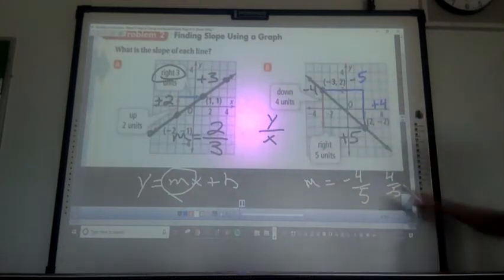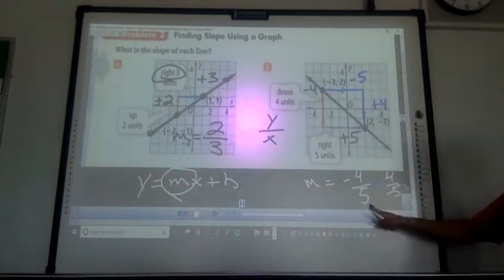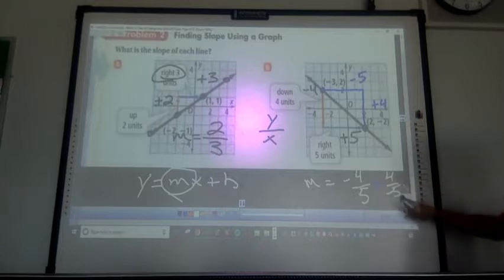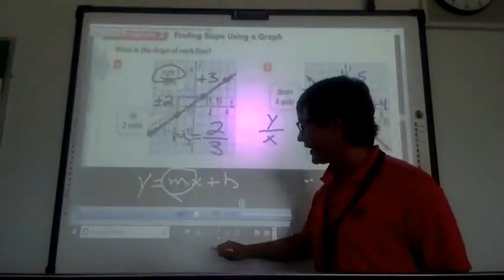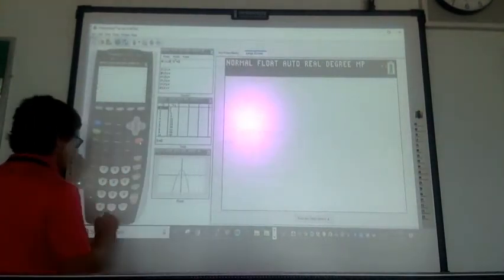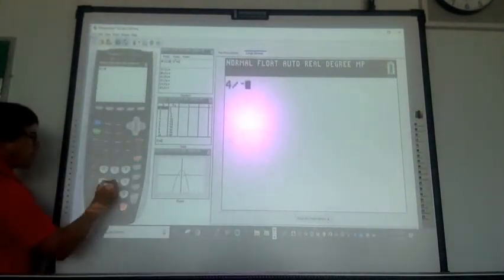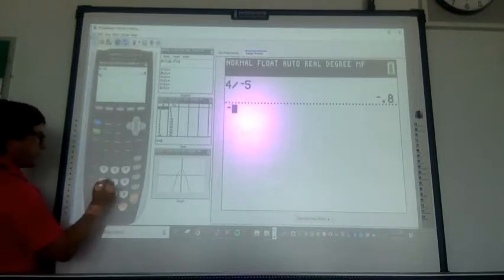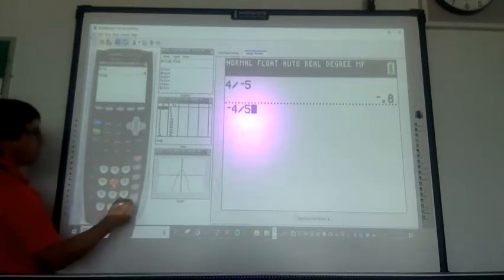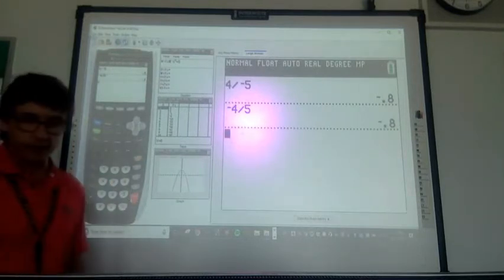I like that. So negative 4 divided by 5 is negative 0.8. 4 divided by negative 5 is also negative 0.8. These two are the exact same thing. Okay? So let's just show you that so you can believe me, because sometimes you guys don't. Right? Negative 0.8. And if we do negative 4 divided by 5, still negative 0.8.